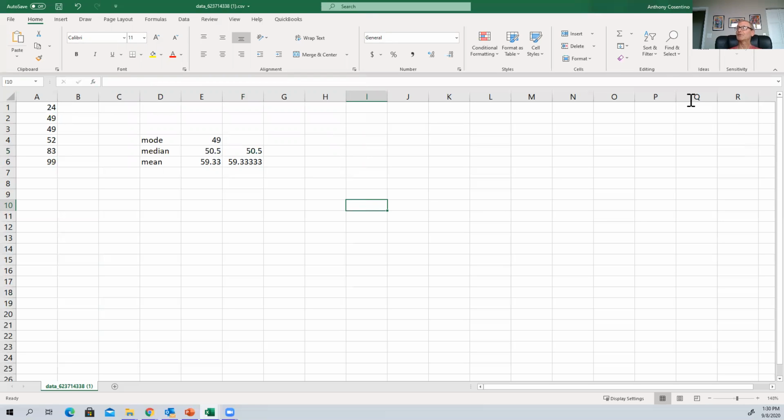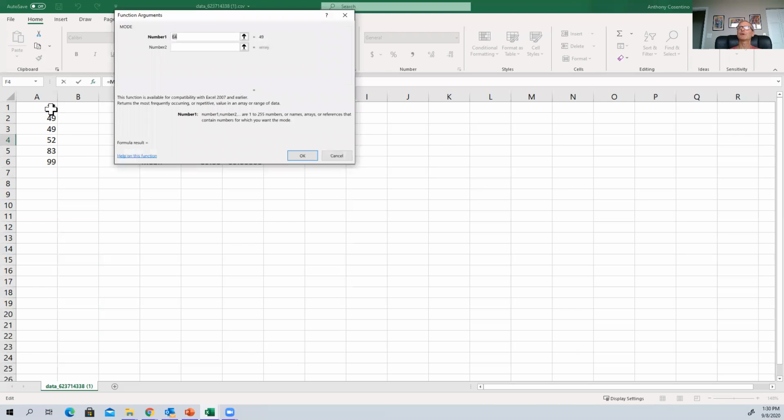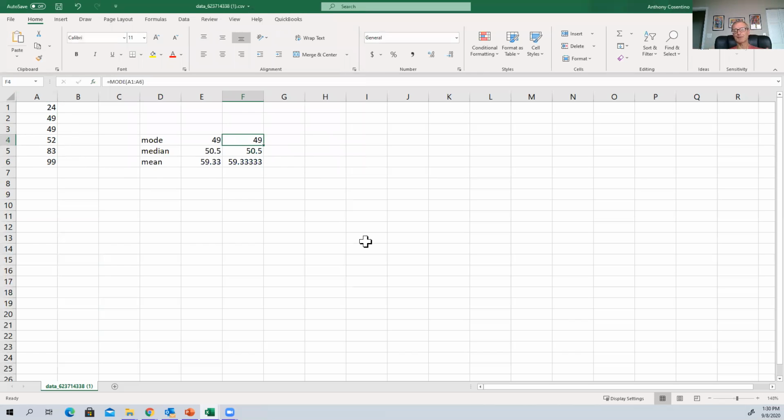Now we could do the mode. And again, there's a mode function built in. So search for the function. We'll type in mode. Hit OK. It comes up, and again, you need to highlight the numbers you want the mode for. You hit OK, and you can see that you get the same answer again. So these calculations are super useful, and I wouldn't do it any other way.